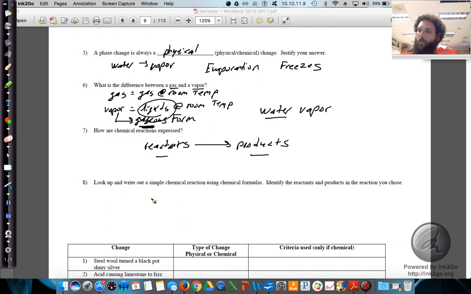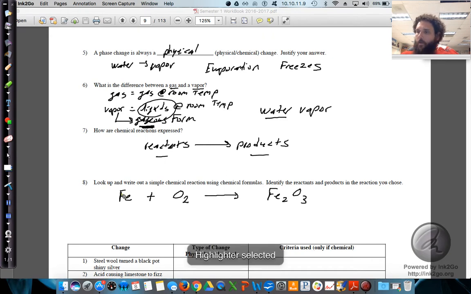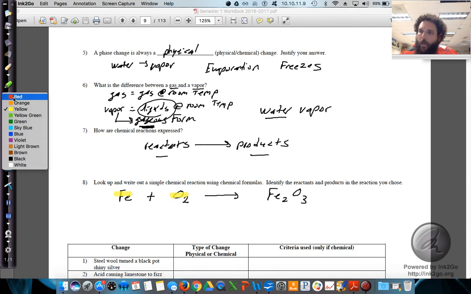And then a simple one that we can look at is the production of rust. Iron is the chemical that we're starting with, that's the metal. We can react it with oxygen, and that produces iron oxide. Now, you'll notice that we start with one iron here, and we have two irons there. Don't worry about that now. We'll talk about that in another chapter. But we see here that we have the reactants on the left, and we have the products on the right.